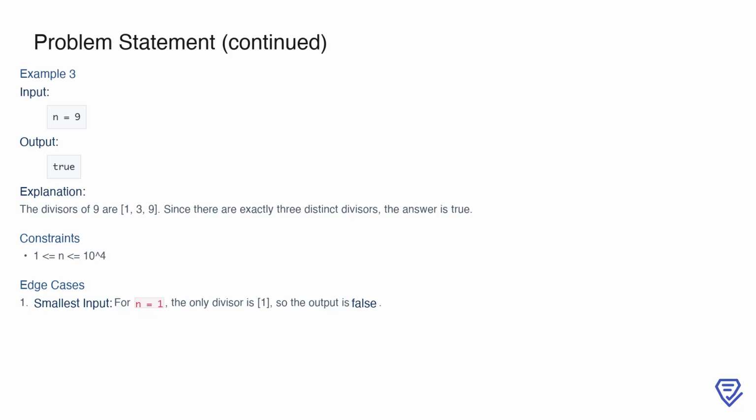In the third example, the input is n equals 9. The divisors of 9 are 1, 3, 9. Since there are exactly 3 distinct divisors, the output is true. Moving on to the constraints, the input number n is guaranteed to be between 1 and 10,000. This means our solution needs to handle both small and large values of n efficiently. Additionally, edge cases should be carefully considered to ensure the function behaves as expected for all valid inputs.